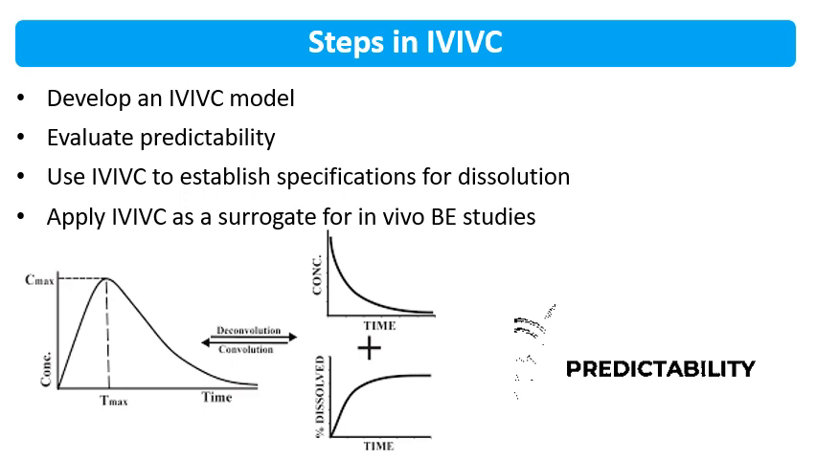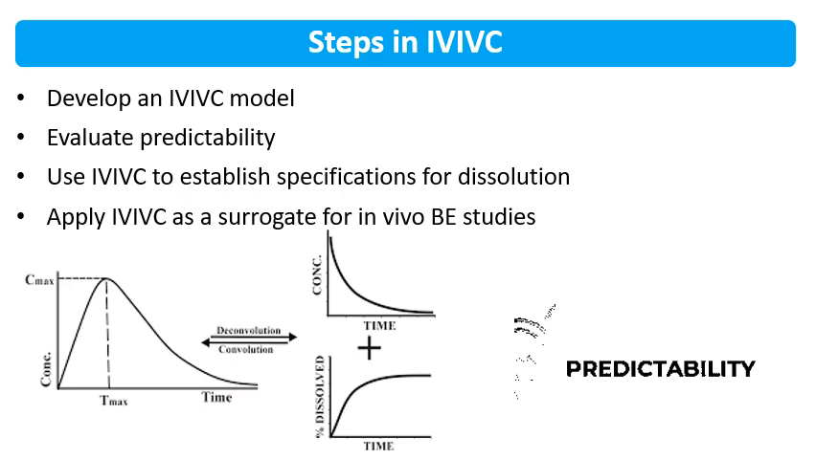Predictability is nothing but the study of how much your model predicts the in vivo response. If you develop a model, if it is not predictive, then you cannot say that I have made an IVIVC. Your IVIVC model should predict the in vivo response based on the in vitro properties. So that is the predictability. Sometimes your IVIVC model will predict the exact response. Sometimes it will have some errors.